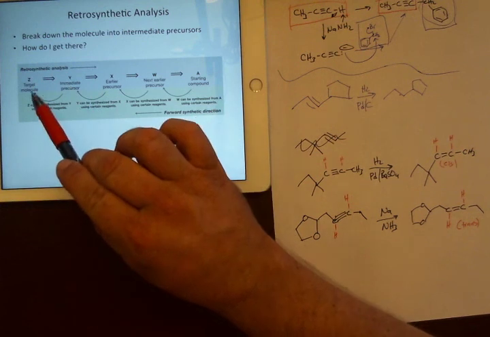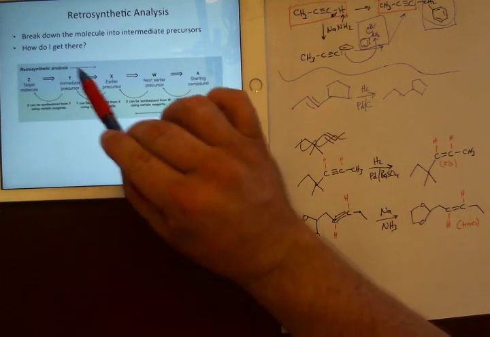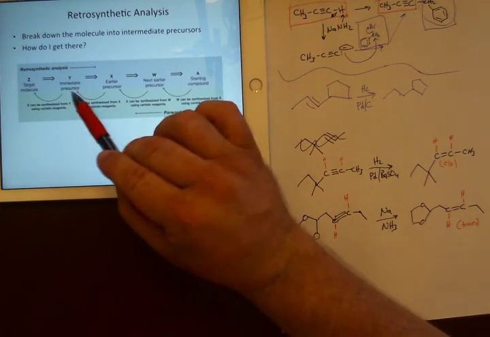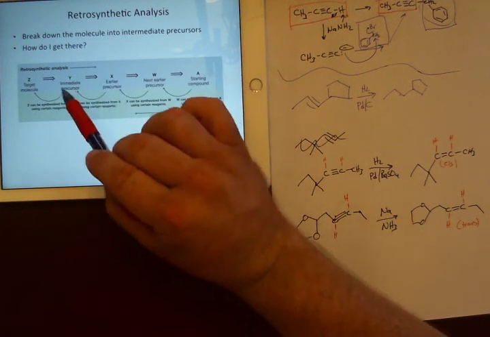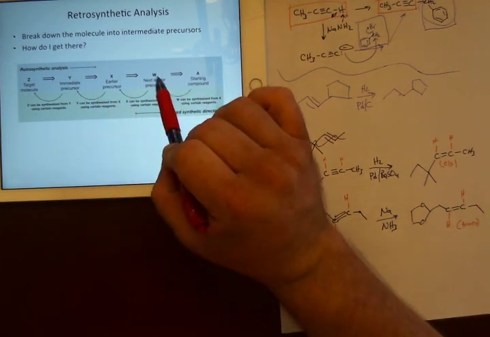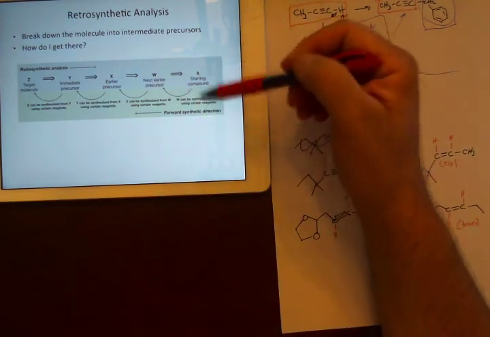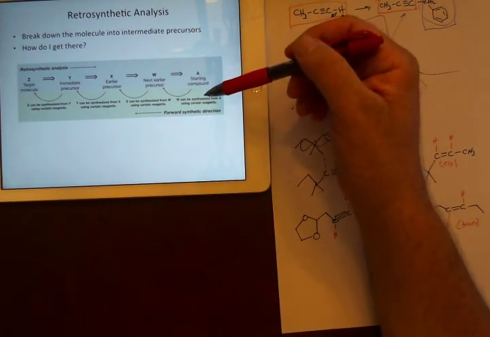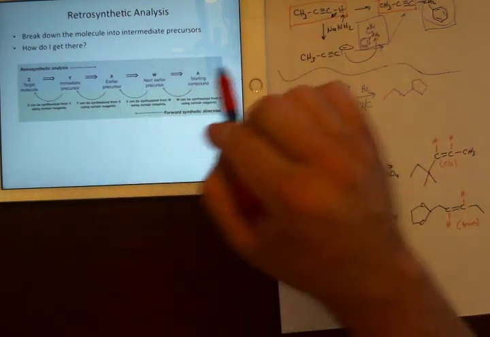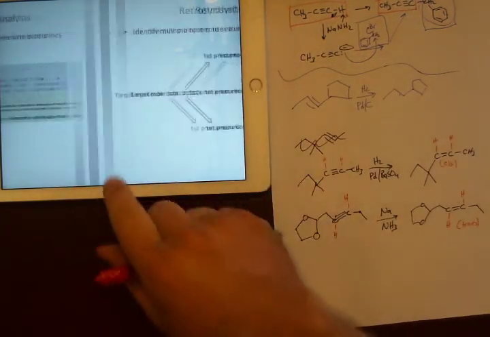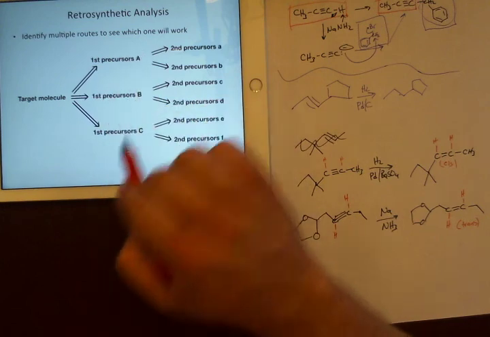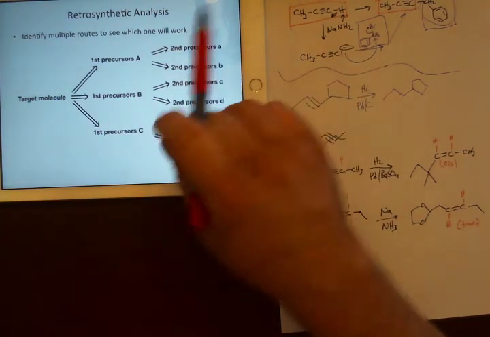Then we think, okay, we can do that. Well, how do we get there? How do we get to there, and then how do we get here, and so on and so forth, until you get down to a simple, inexpensive, commercially available material. So you actually work backwards. How do we get there? You can look at a bunch of different precursors and a couple of different routes.